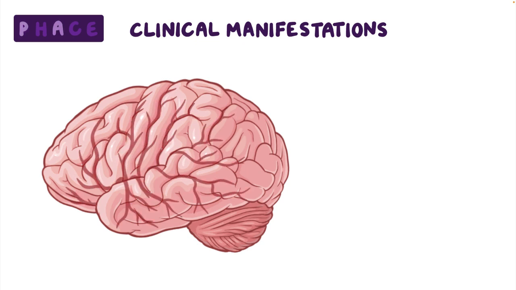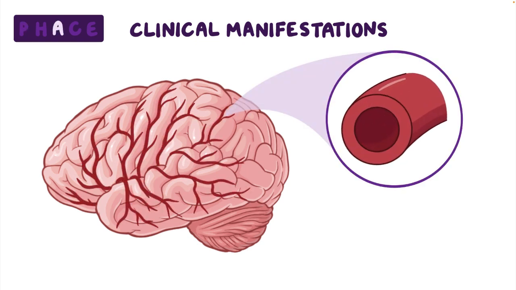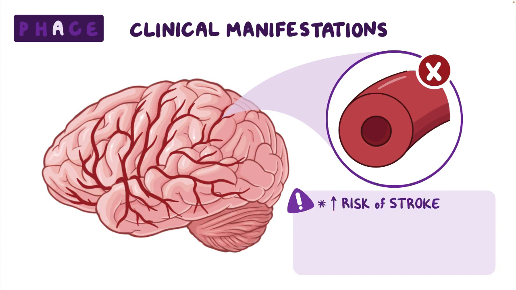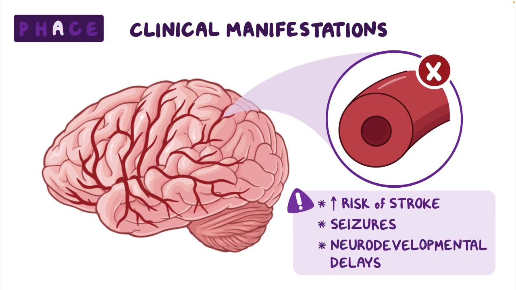Next, one or more of the arteries that supply blood to the brain may narrow or be absent, decreasing blood flow and increasing the risk of stroke. These anomalies can also lead to other neurological issues, like seizures and neurodevelopmental delays.